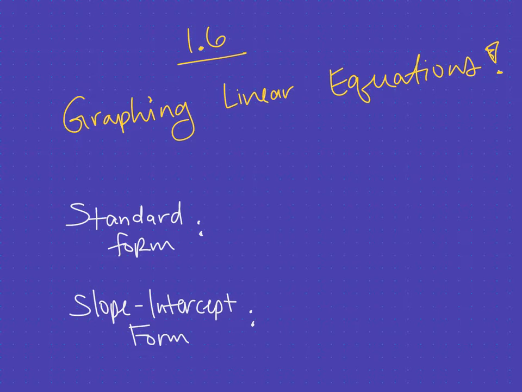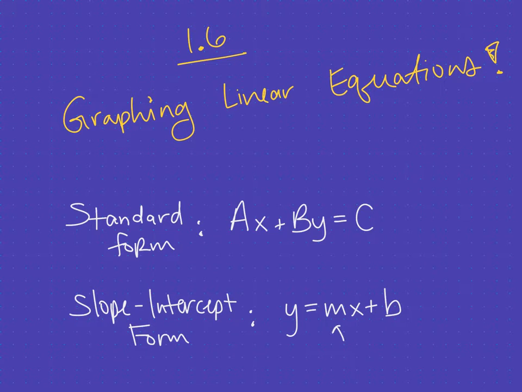Standard form looks like ax plus by equals c, where a, b, and c are rational numbers. And then slope-intercept form is the one that you'll probably remember the most, y equals mx plus b, where m is the slope, how you move, and b is the y-intercept, and it's where we'll begin graphing.